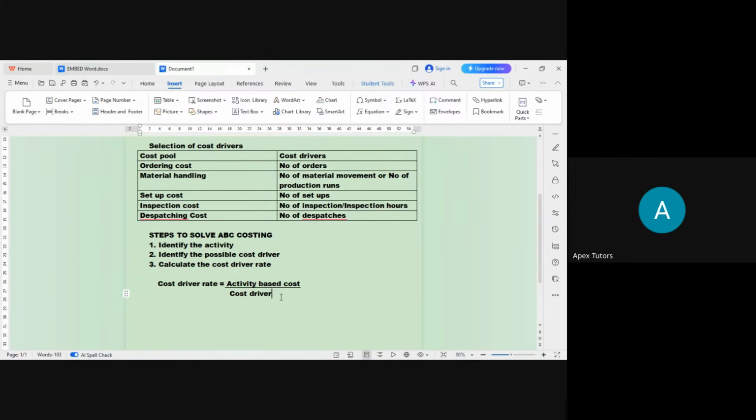What is the cost driver? The cost driver is the activity itself. What are examples of cost driver? The number of orders, these are the activities. The number of material movements, these are the activities. So very quickly, I'd like us to take this example.